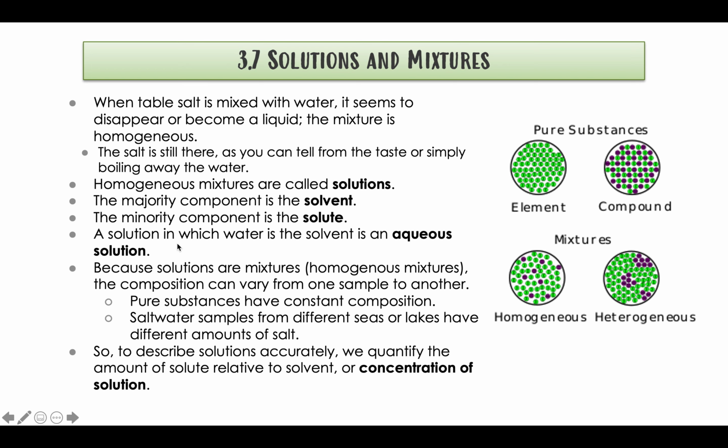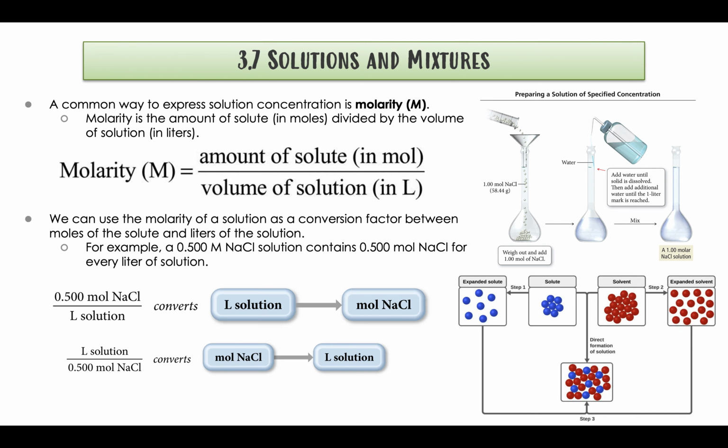Because solutions are homogeneous mixtures, the composition can vary from one sample to another. We can have two different samples of salt water, and one can have more salt in it than the other. A pure substance has a constant composition, but saltwater samples from different seas or lakes have different amounts of salt. To describe solutions accurately, we quantify the amount of solute relative to the solvent, so we call it the concentration of the solution.